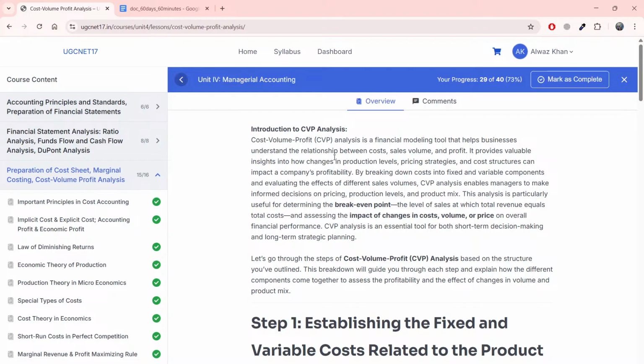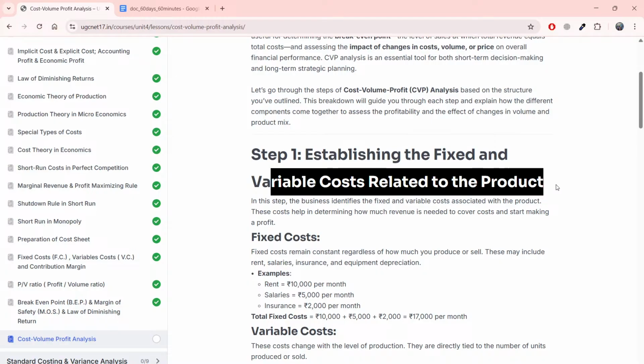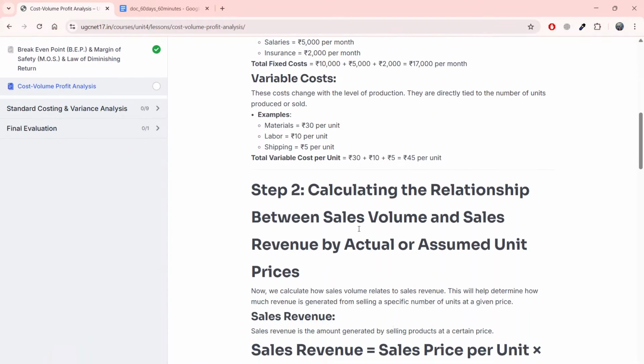By breaking down cost into fixed and variable components and evaluating the effects of different sales volumes, CVP analysis enables managers to make informed decisions on pricing, production levels, and product mix. This analysis is particularly useful for determining the break-even point, the level of sales. Establishing fixed cost and variable cost related to the product.